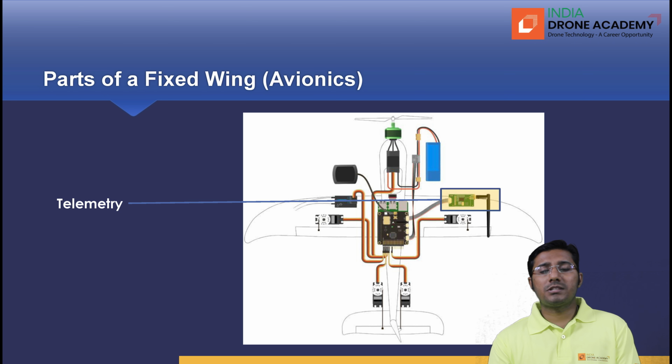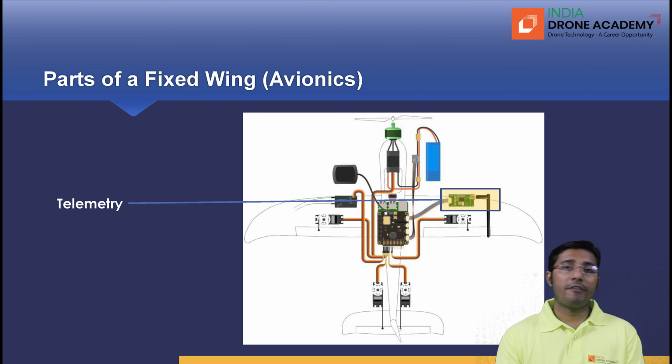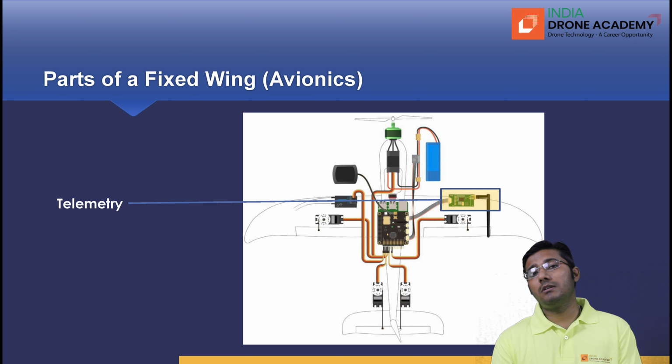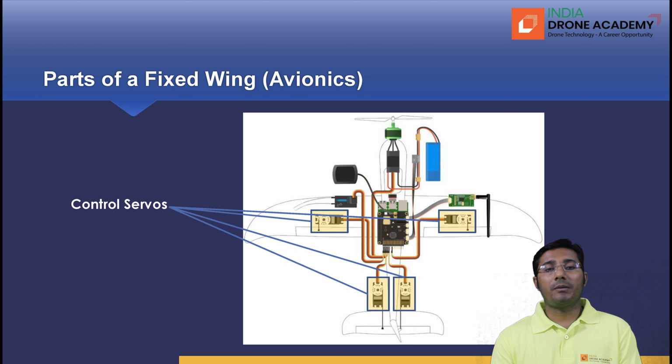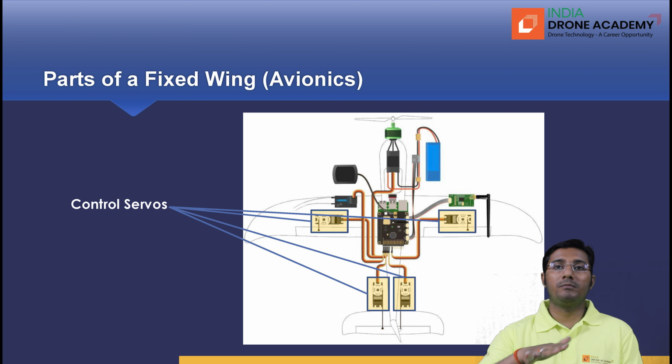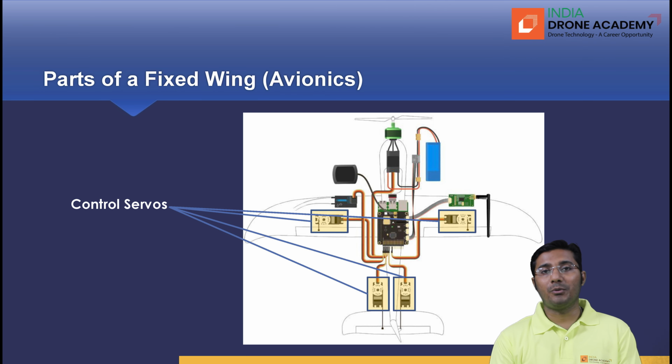Telemetry is another important piece of equipment for safe flight. Telemetry helps you connect your drone to a ground control station, and this connection is wireless. Telemetry has an antenna with it. We have some control servo motors which are attached on the wings and at the tail. These servo motors actuate the control surfaces like ailerons, flaps, elevators and rudder, so that the drone can perform the required maneuvers during the flight, and it helps to control the drone.